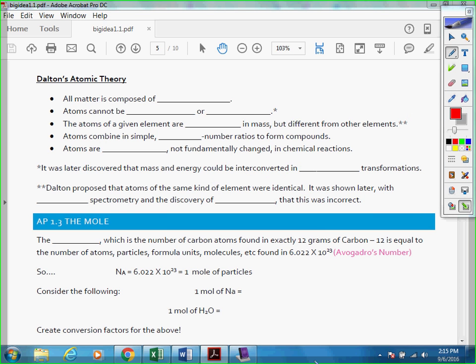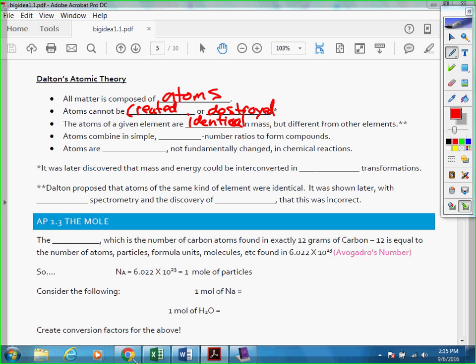All right, so Dalton's atomic theory. He was a teacher, chemist, whatever it may be. All matter is composed of atoms. Atoms can neither be created nor destroyed. We know that that has later been disproved; we'll talk about that in a minute. The atoms of a given element are identical in mass, but different from other elements.